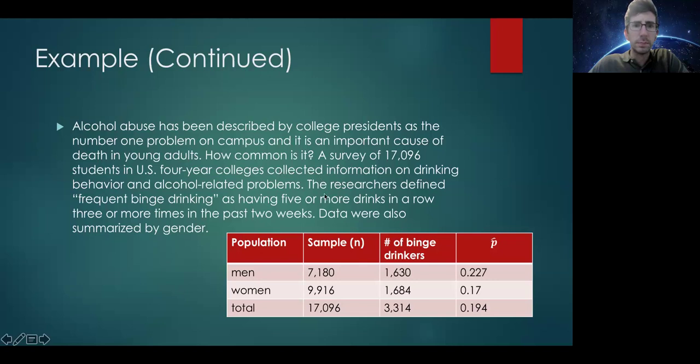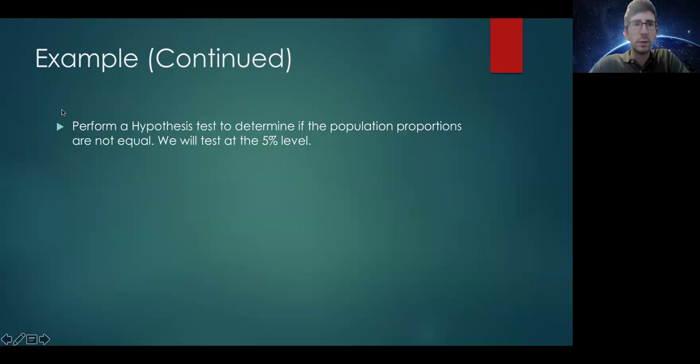So this is our binge drinker question, right? We have a population of men and women and a corresponding sample of men and women with a p hat for both men and women. So the question wants us to perform a hypothesis test to determine if the population proportions are not equal. We will test at the 5% level. This is the level of significance.